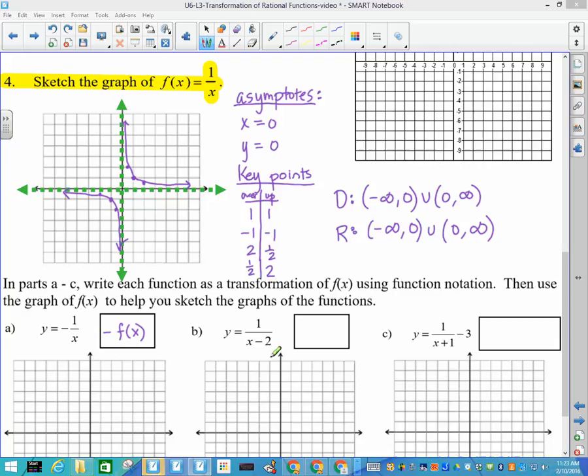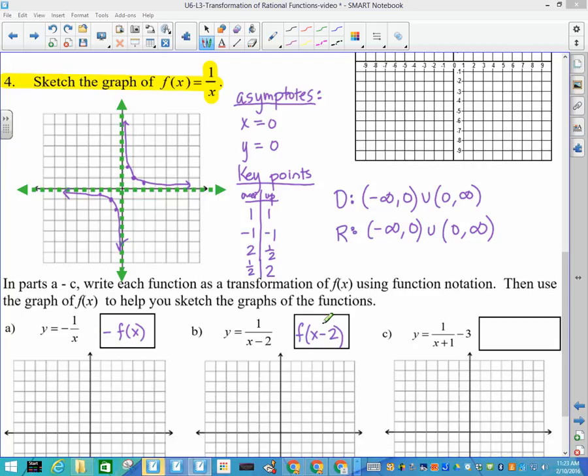Okay, and you look at this next one, I have a -2 in here that's different from my parent function. And is that inside or is it outside? Does it affect the x or does it affect the y? Again, I hope you answered it's on the inside, it's affecting the x.